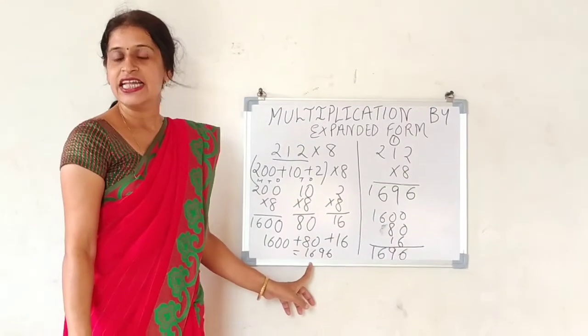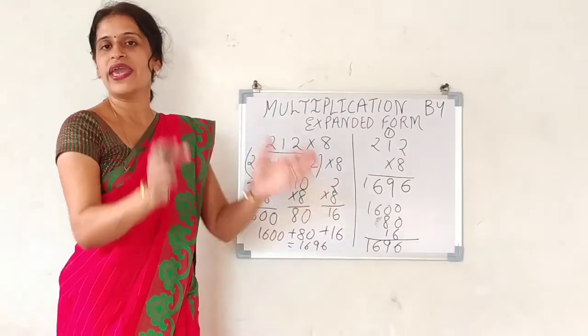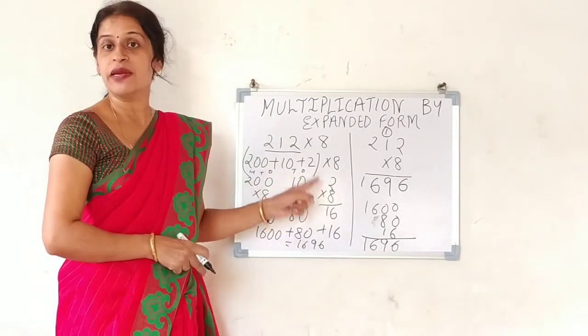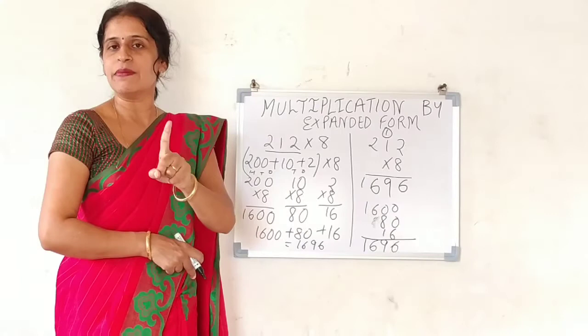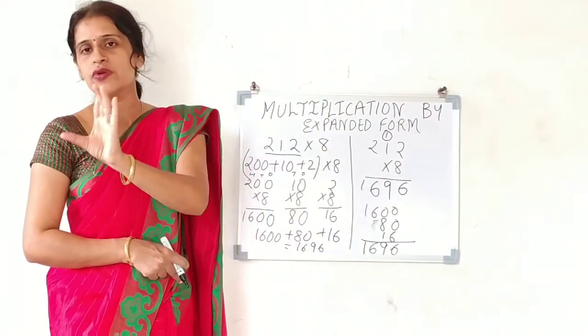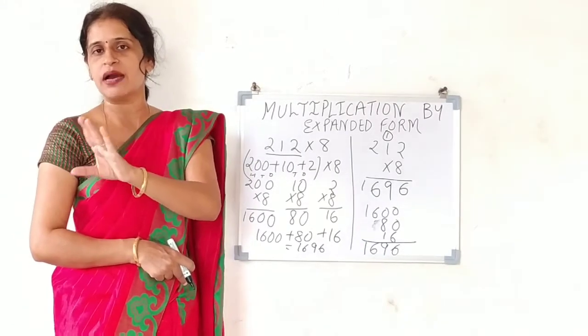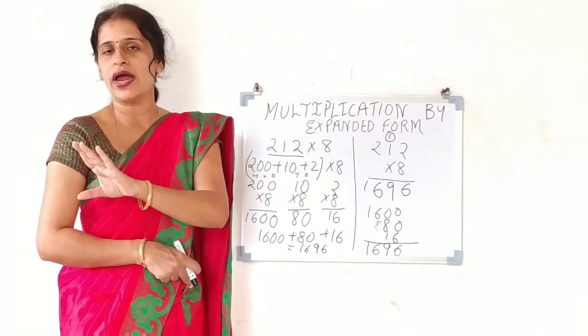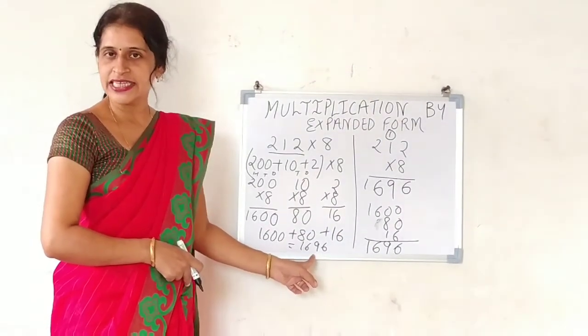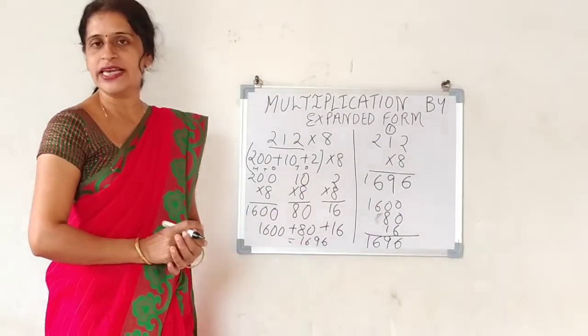Is it clear? This is the way we expand a number and do the multiplication, but we get the same answer. Whether you expand the number and multiply, or you straight away multiply the 3-digit number with a single 1 digit, the answer obtained is the same. Is it clear? I hope this expanded form is clear to you.